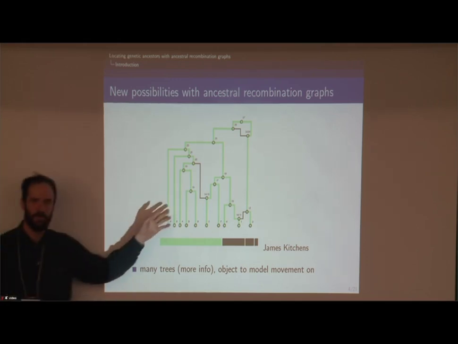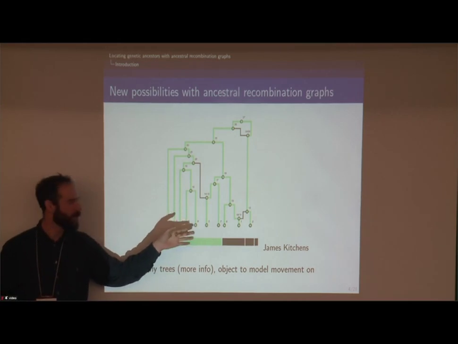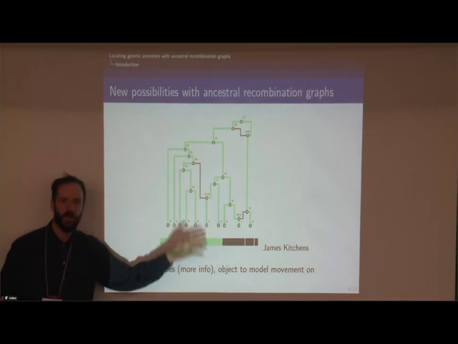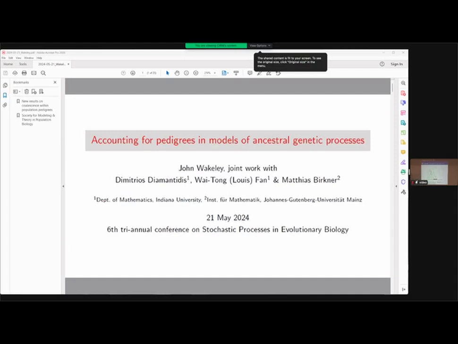We have many trees, so we have more spatial information. And we also have an object on which to model movement, like we could follow geography.